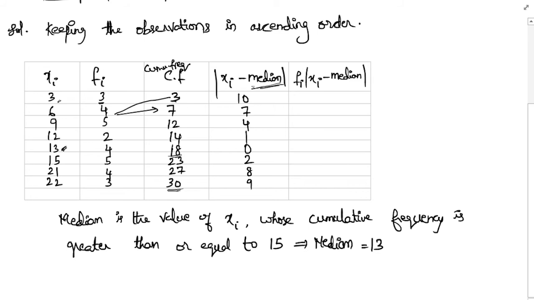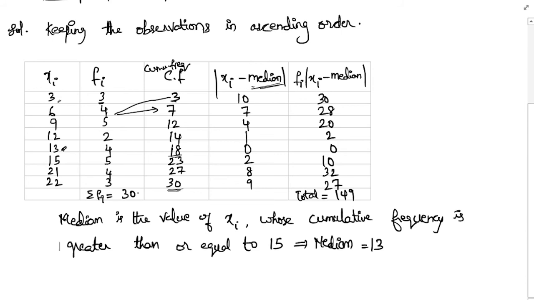Now we'll go with fi into mod of xi minus median. fi is 3, 3 into 10 is 30. Next 4 into 7 is 28. Then this is 20, 20, 10, 32, 27. The summation of this total is 149, and the summation of fi is 30.